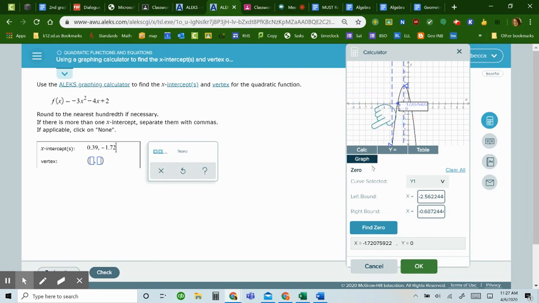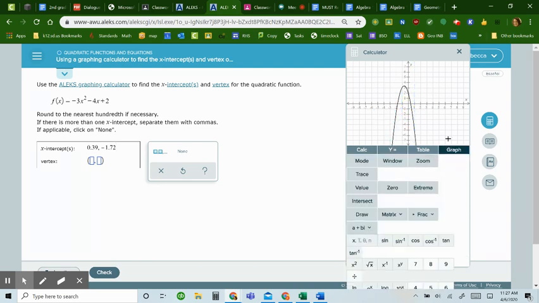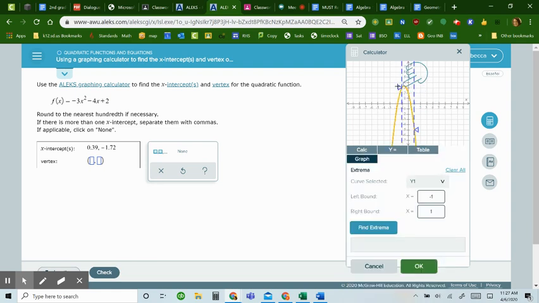Now for the vertex. So again, we're going to clear all and actually go back to graph. Cancel. There we are. So now we want to find the extrema. When I want to find the vertex, I want that vertex inside my blue lines. And again, you could be closer if you wanted to. I just have it spread out, just as long as the vertex, the peak of the graph or the valley, whichever one, is in between the two blue lines. So now we find extrema.